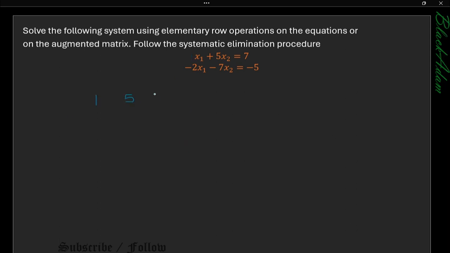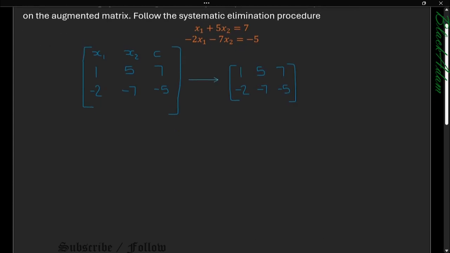So we put a coefficient there, 1, so we have 1, 5, 7. Okay, those are the coefficients and the constant. Then the second row is -2, -7, and then -5. So that's x1 first column, x2 second column, and then the constant on the third column. So our goal is to make the first entry to be 1. So that's 1, 5, 7, and we have -2, -7, and -5.